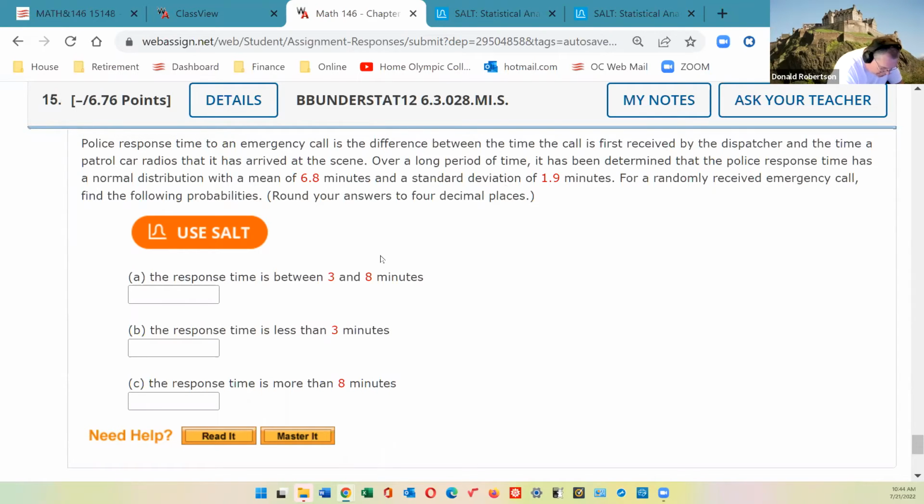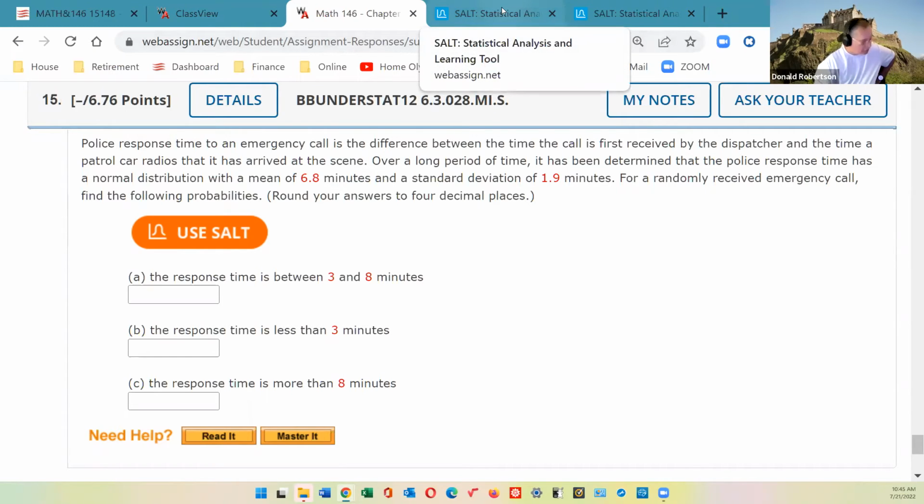Well, if there's a maniac breaking into my house with an axe, 6.8 minutes won't do me much good. And the standard deviation is 1.9 minutes. Suppose that you randomly looked at an emergency call and question A wants to know what percentage is between 3 and 8 minutes.